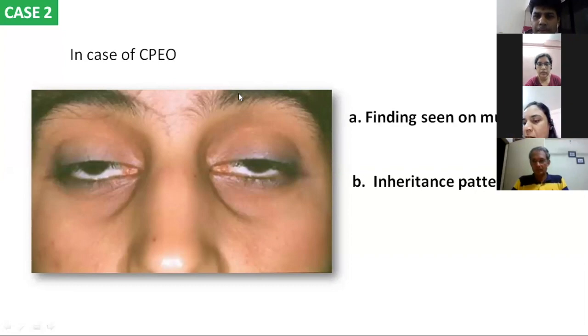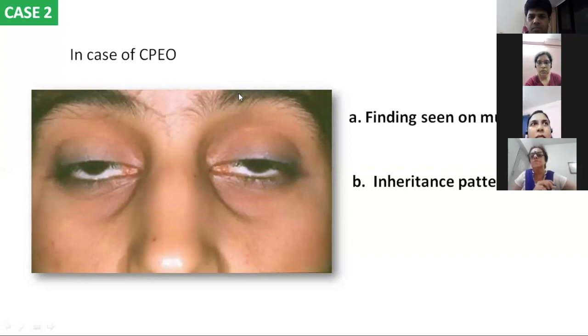On muscle biopsy, okay, fine. So the ragged red fibers, which are very much suggestive of mitochondrial myopathy here, and the inheritance pattern is mitochondrial. It is not autosomal dominant. So both the answers are not correct.